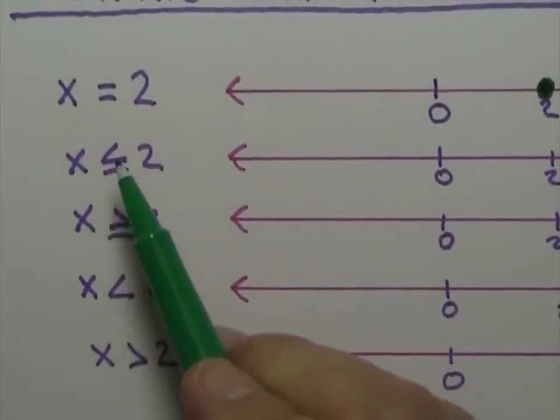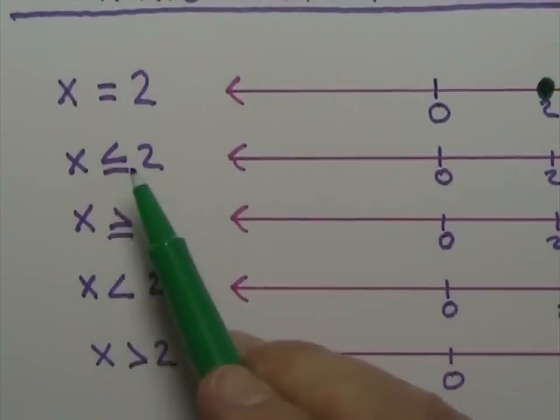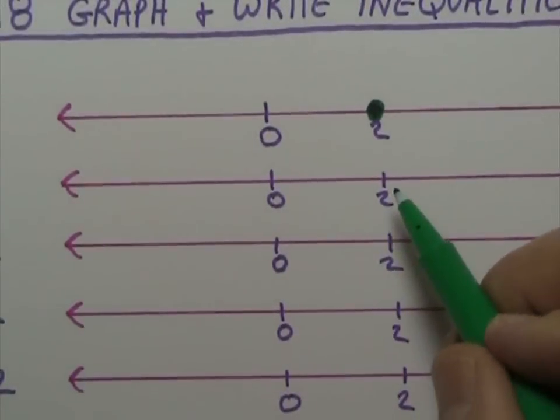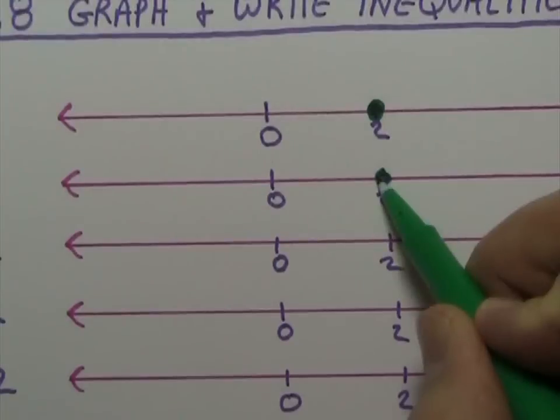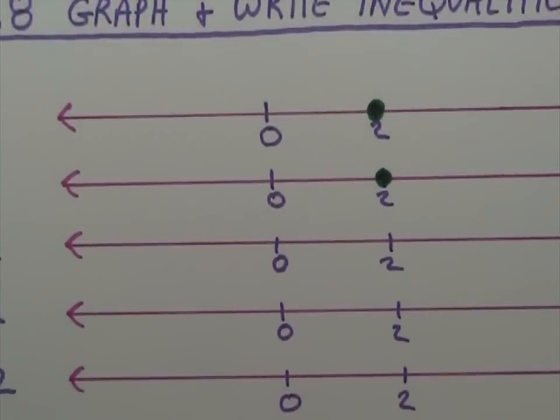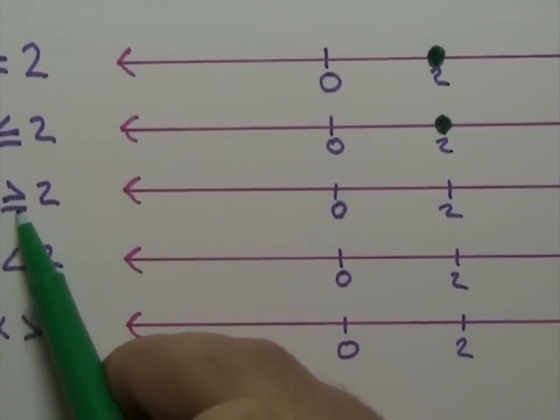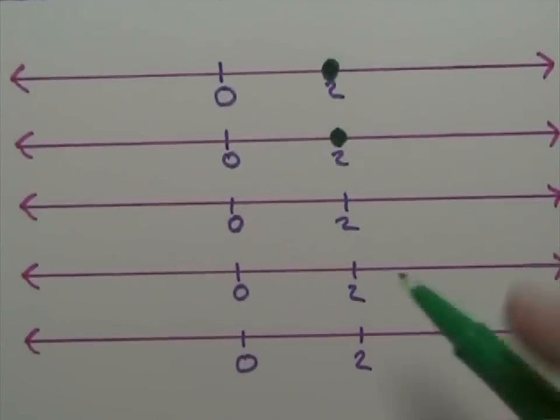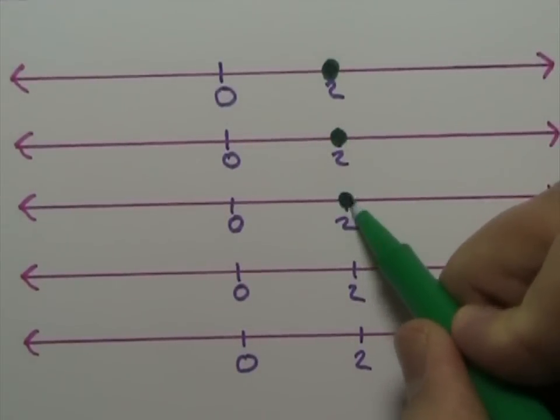Okay, so on the second one here, it's less than or equals. Notice there's an equal bar in there. If there's an equal bar in there, then it's going to be a solid dot at 2. Notice the other one also has an equal, so I'm going to put a solid dot at 2.